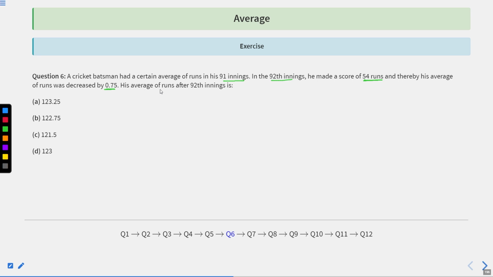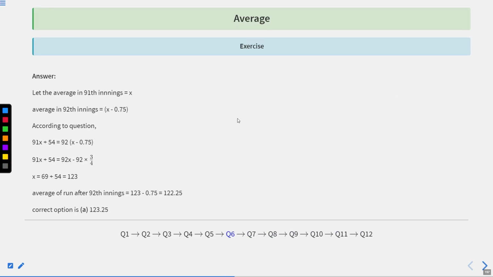0.75. His average of runs after the 92nd inning is... So there is a batsman, okay, and his batting average till the 91st inning is some x we don't know about, and in the 92nd inning he scores 54 runs. Okay, and after scoring 54 runs, his batting average dropped by 0.75. So we are interested in finding the batting average after the 92nd inning. So let us see the solution.